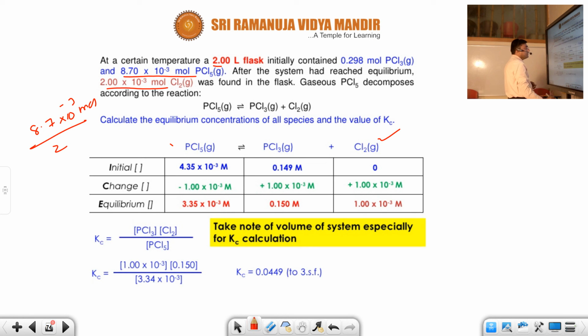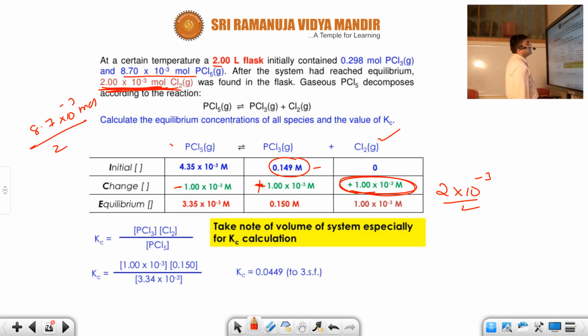Now students, you know very well. How much is formed? 2 into 10 power minus 3 is formed. So here 2 into 10 power minus 3 is formed means, divided by the number of liters, that is 1 into 10 power minus 3 is formed. That is given already. When 1 into 10 power minus 3 is formed, how much is dissociated? 1 into 10 power minus 3. This is minus 1 into 10 power minus 3. Similarly, this is also minus. This is, of course, plus.